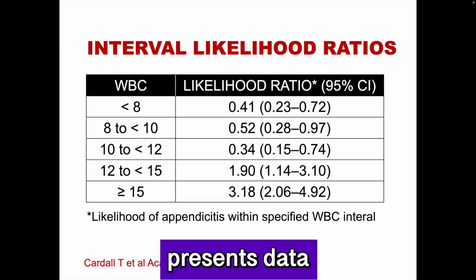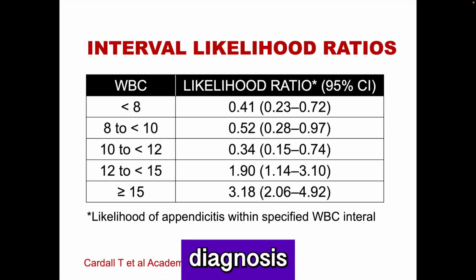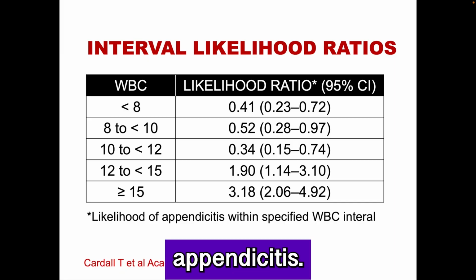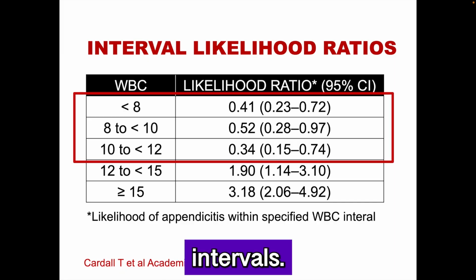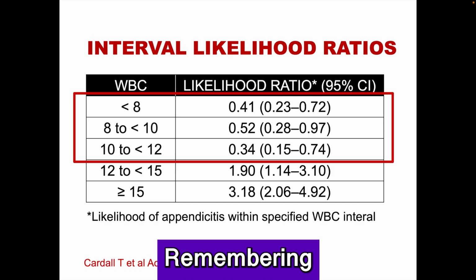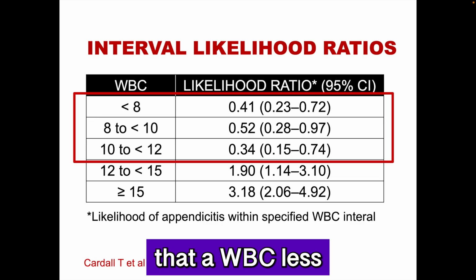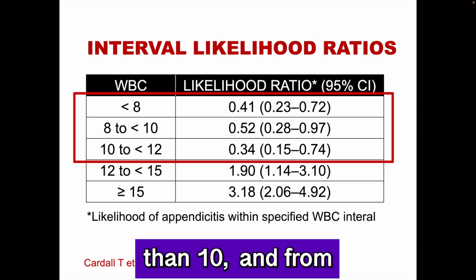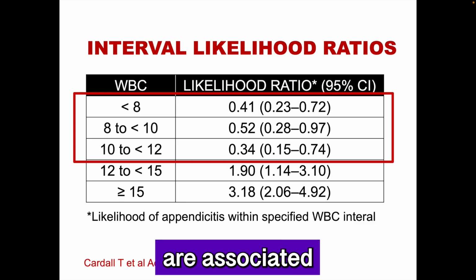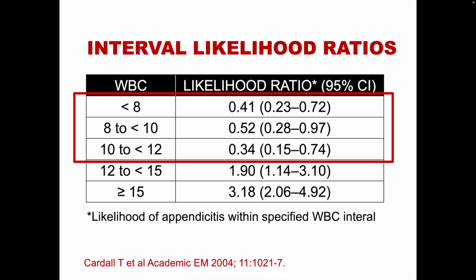This table presents data from a study assessing the utility of the white blood cell count in the diagnosis of appendicitis. The white blood cell count was categorized into 5 intervals. Remembering that a likelihood ratio with a value of less than 1 indicates a decreased risk of the outcome, we can see that a WBC less than 8, from 8 to less than 10, from 10 to less than 12, are associated with a decreased likelihood of appendicitis.